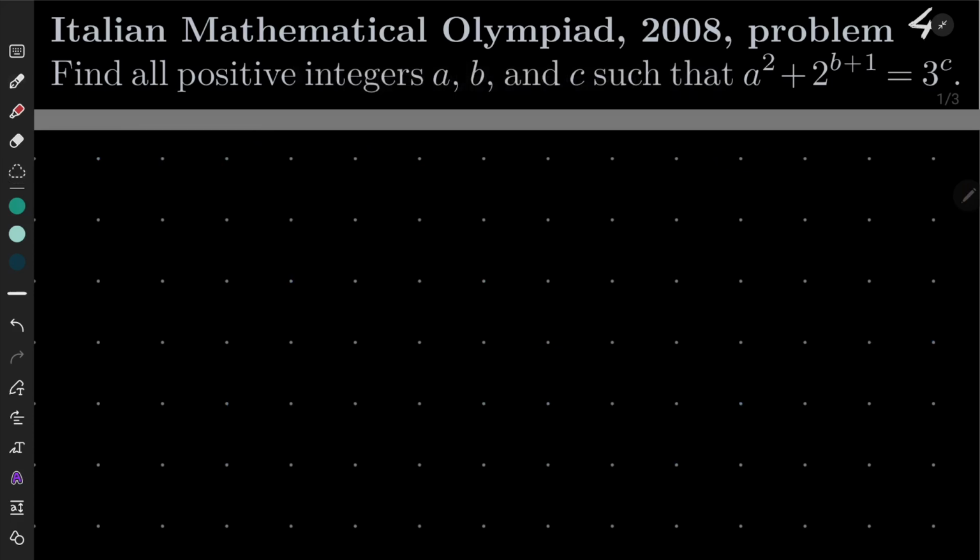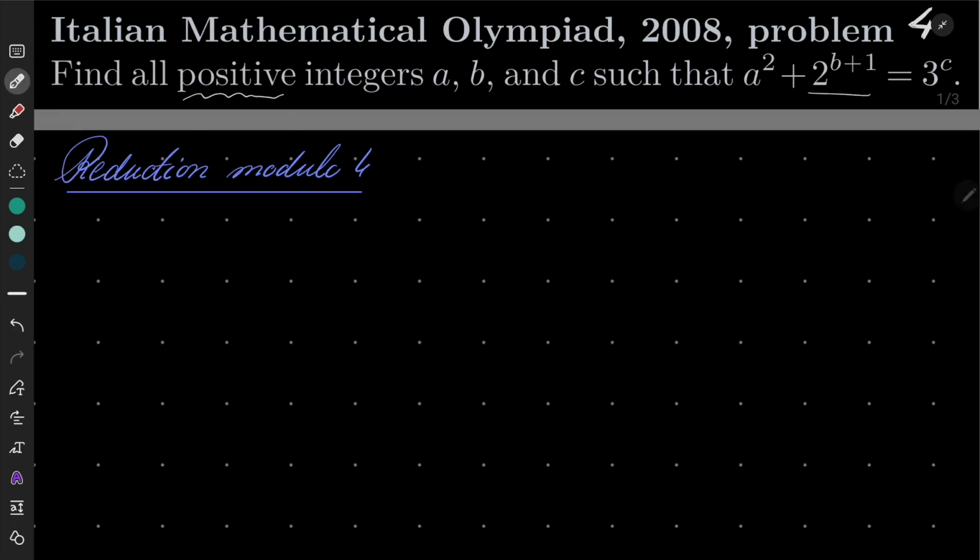Okay, so my solution, as I said, let's start with reduction modulo 4. What do we get? Well, notice that we are dealing with positive integers, so b plus 1 is greater than or equal to 2, so 2 to the power b plus 1 is congruent to 0 modulo 4. So a squared must be congruent to 3 to the power of c, but 3 is congruent to minus 1.